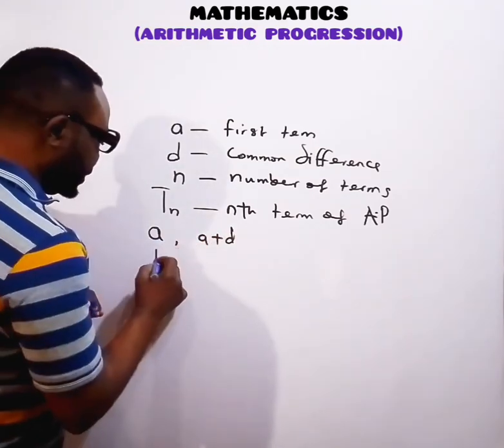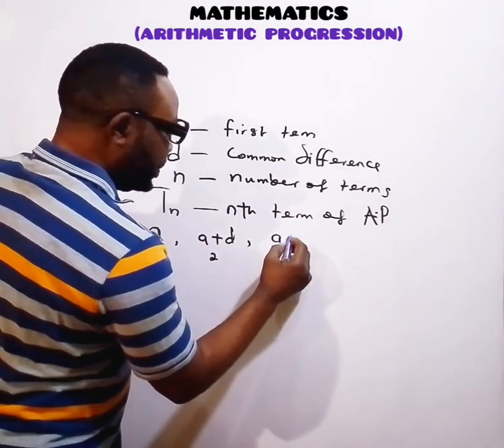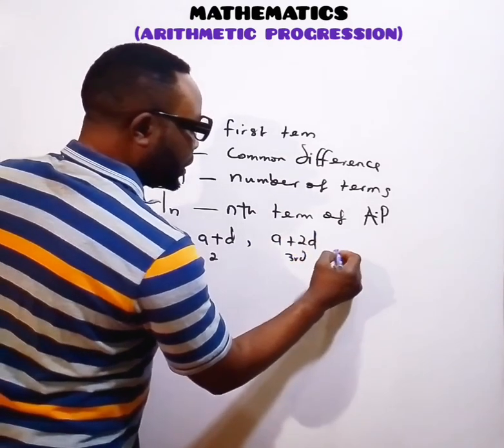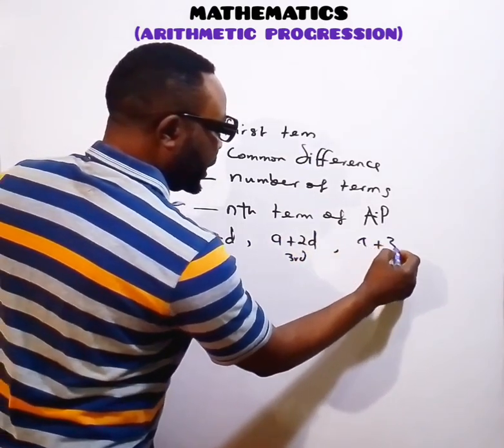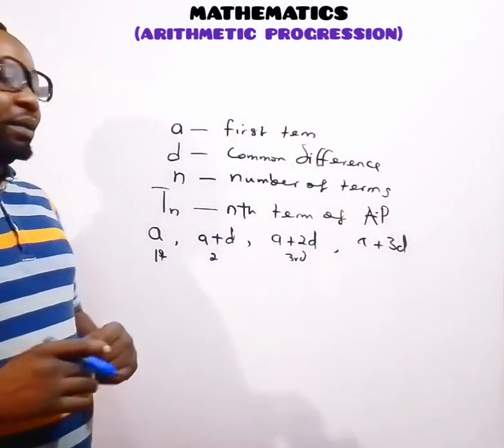Now, when we have the first term as A, the second term will be A plus D. The third term, so this is the first, this is the second, the third will be A plus 2D. The fourth term will be A plus 3D, and so on and so forth like that.